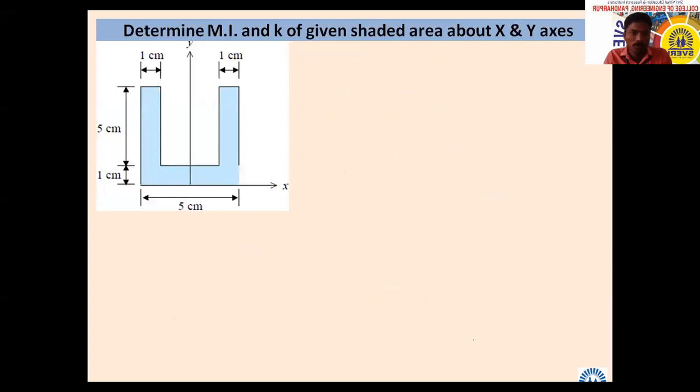Shall I give one problem? Yes, sir. Shaded area. Shall we take one problem for shaded area? It may be a little difficult to find. We will see how it is. Determine moment of inertia of the given shaded area about x and y axis.